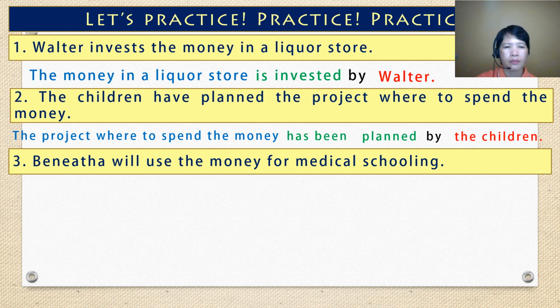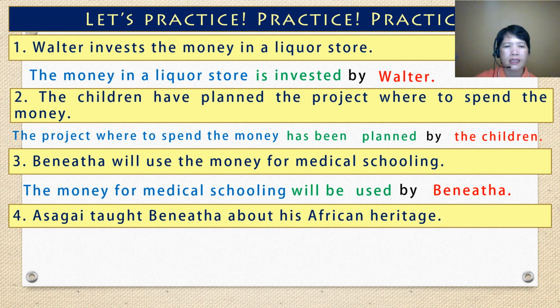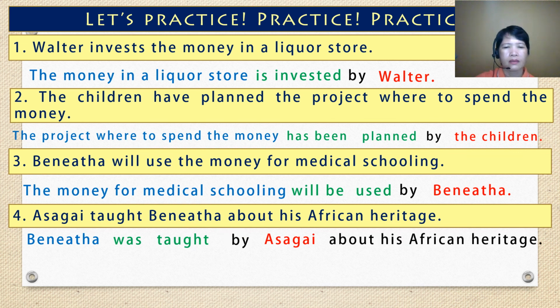Number 3, Benita will use the money for medical schooling. We now have the money for medical schooling will be used by Benita. Number 4, Asagay taught Benita about his African heritage. Okay, so Benita was taught by Asagay about his African heritage.